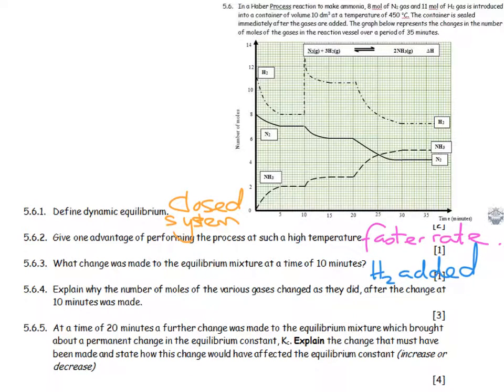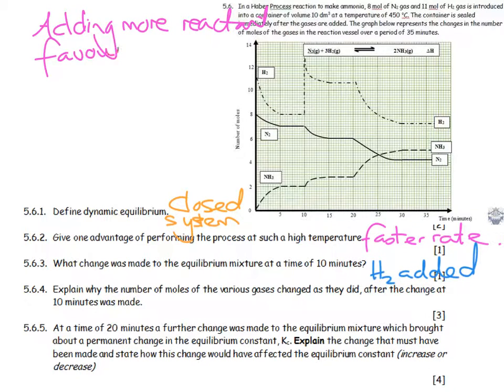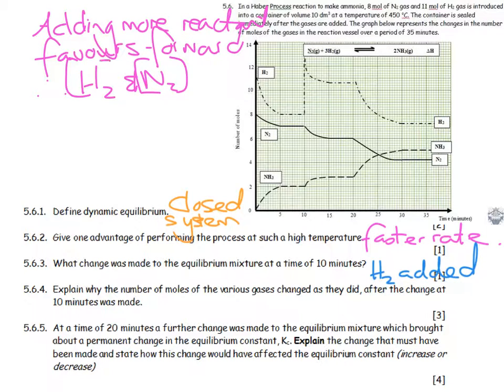Explain why the number of moles of various gases changed as they did after the change was made. And that's just what I explained right now. So adding more reactant favors forward. Therefore, H2 and N2 concentrations decrease, and the NH3 concentration increases.